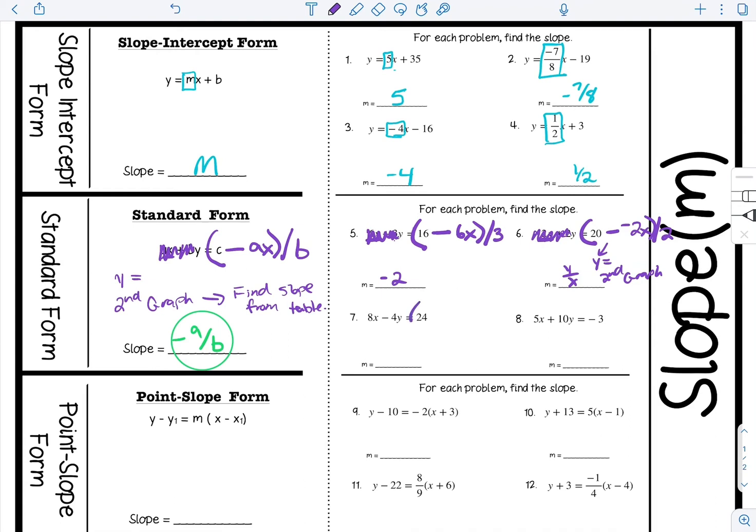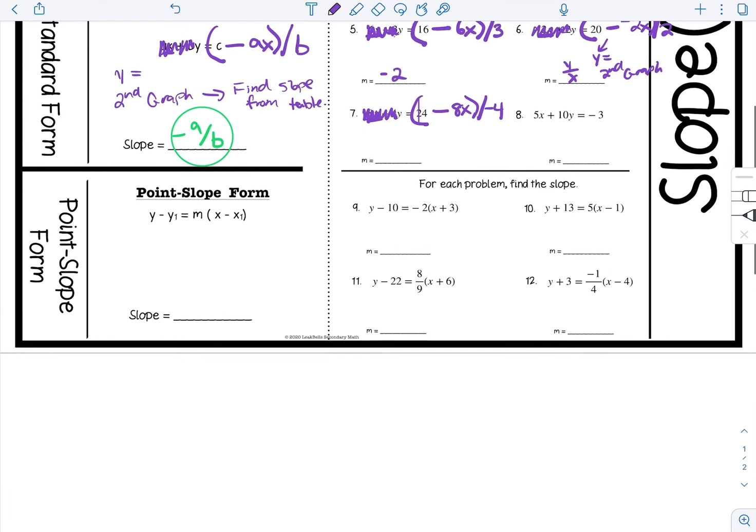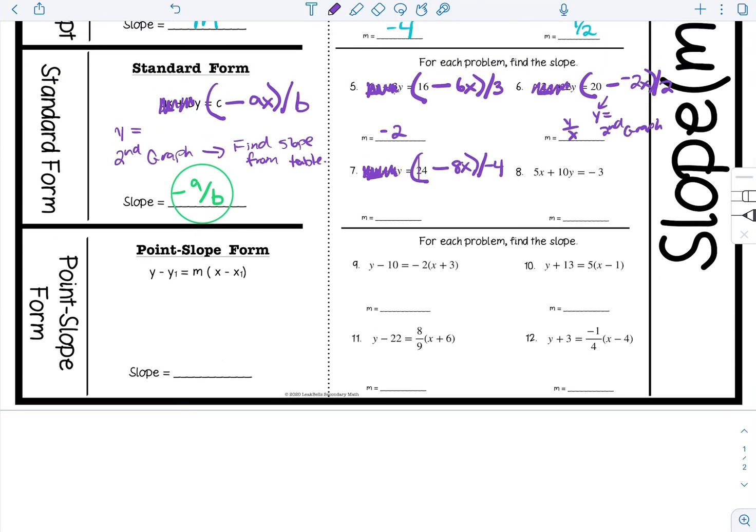Same thing for number 7, open parentheses. Open parentheses minus, what do we see? 8x, close parentheses divided by what we're left with, which is a -4 because of that minus sign. And then we have what we need. All right, so I want you guys to practice finding the slope here for 7 and then go and try 8.